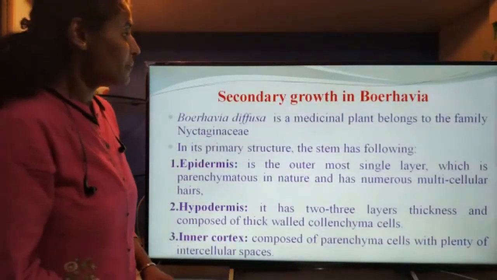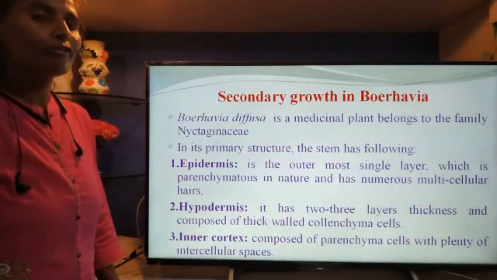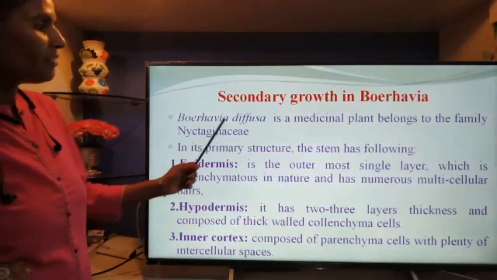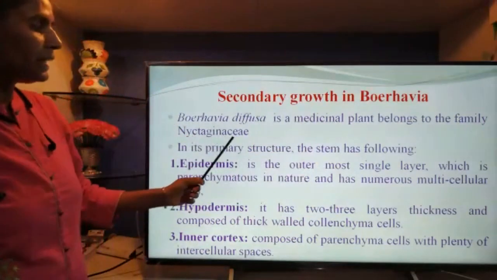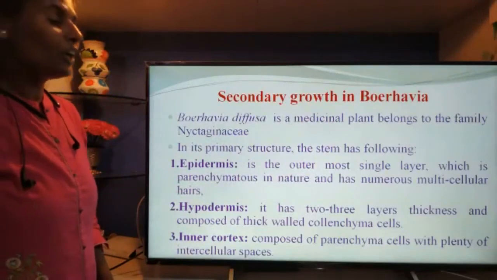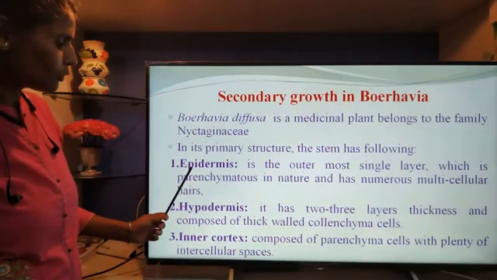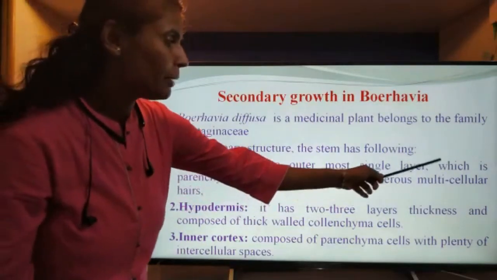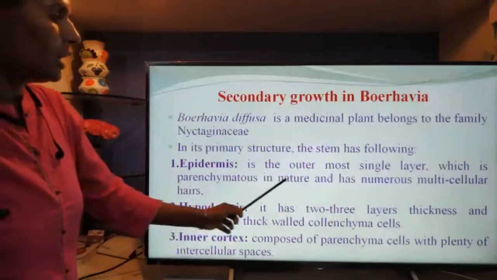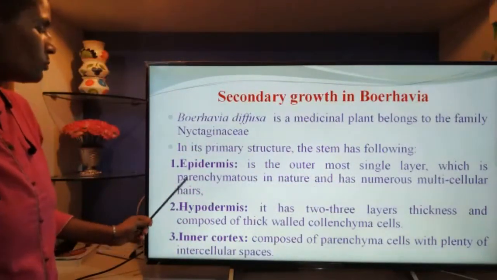So, let me explain the secondary growth in Boerhavia, which is an example of a dicot stem. Boerhavia diffusa is a medicinal plant belonging to the family Nyctaginaceae. So, in its primary structure, it has the following. First, the outermost layer is called epidermis. It is the outermost single layer made up of parenchyma and has numerous multicellular heads called trichomes.